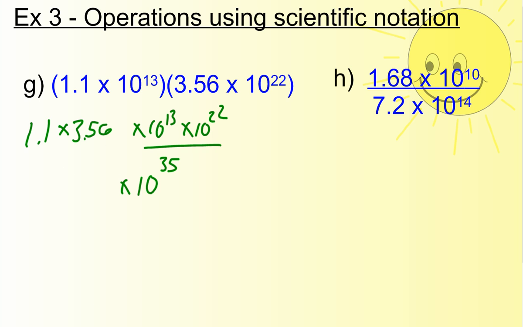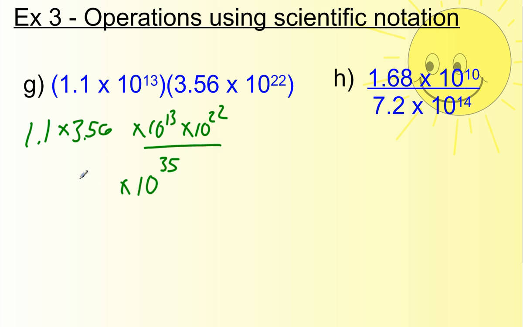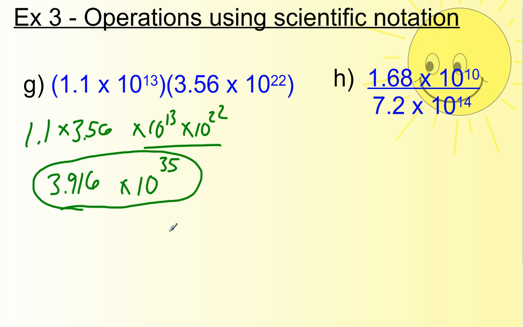And that gives me, I have no clue, 1.1 times 3.56 equals 3.916. Let's see, this number out front already has 1 number in front of the decimal, so this is in scientific notation, which means we're done.